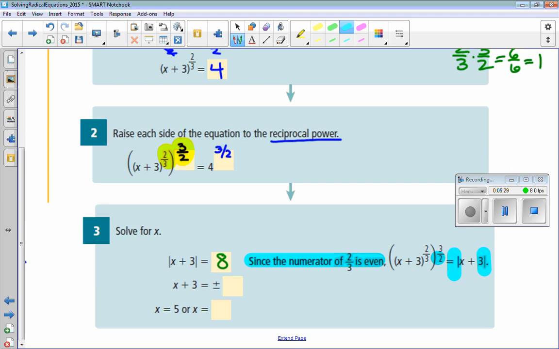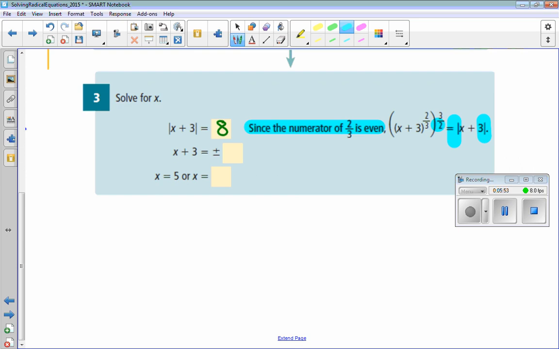When these canceled and became 1, you just rewrite it. I just rewrote it right over here. But because your index is even, we're going to use the absolute value. In other words, the denominator of what you're raising each side to. These numbers here are both even, so you're going to use absolute value. Okay? So that's where this comes from. Now, I'm trying to do a check mark. When the index is even, 4 to the 3 over 2 is 8. Look at the calculator on the board behind April.